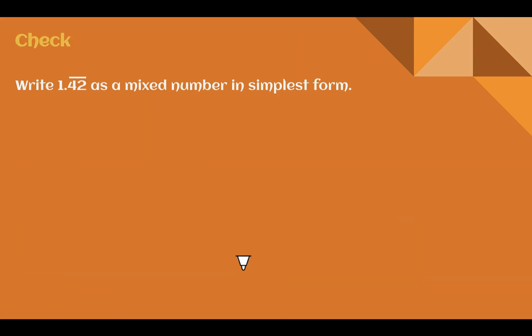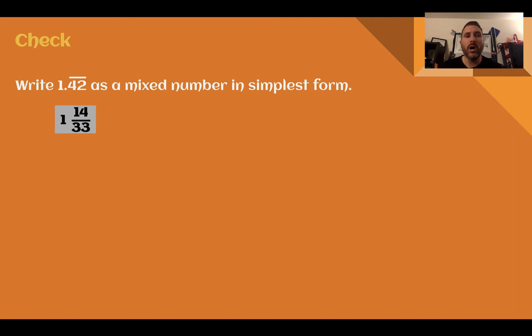Check your understanding. Write 1.42 repeating as a mixed number in simplest form. Pause the video now and complete this check. Check your answer. You should have said 1 and 14 out of 33, or if you didn't reduce this, it would be 42 out of 99.